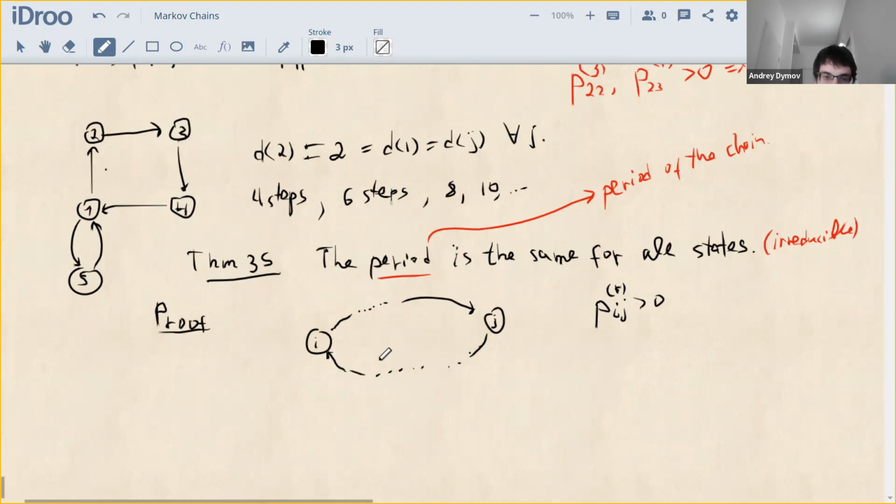Let us assume that the period, so we have periods d of I and d of J. Look, this loop. Let me call its length L1, the length of all this loop, right? This L1 is divisible by d of I, right?